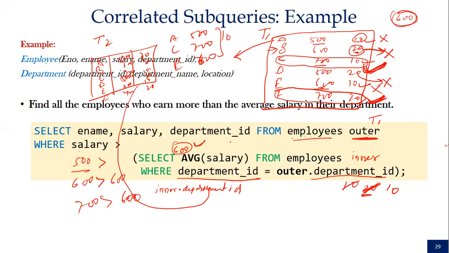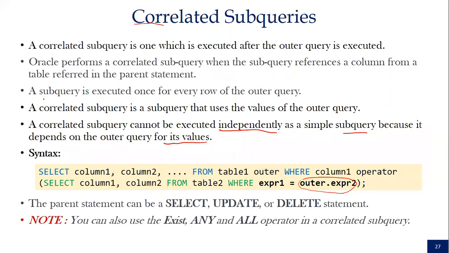Here you can see the inner query will be executed only when this value is provided by the outer query. Is that okay? Inner query cannot independently execute. If you have specified outer dot department ID, it means we are using the value from the outer query. And these outer department values are 10, 20, 10, 20, 10, 20. These are fetched from the outer query. Is that okay? Yes, sir. For every row, this subquery will be executed, so that we have written in the definition: subquery executed once for every row of the outer query.